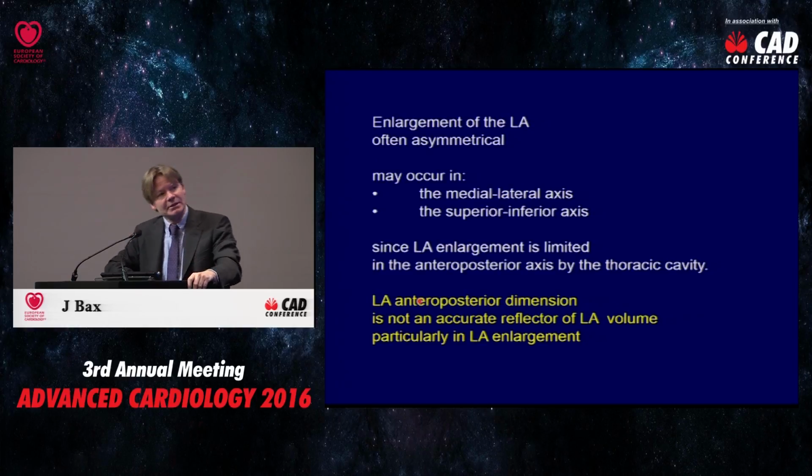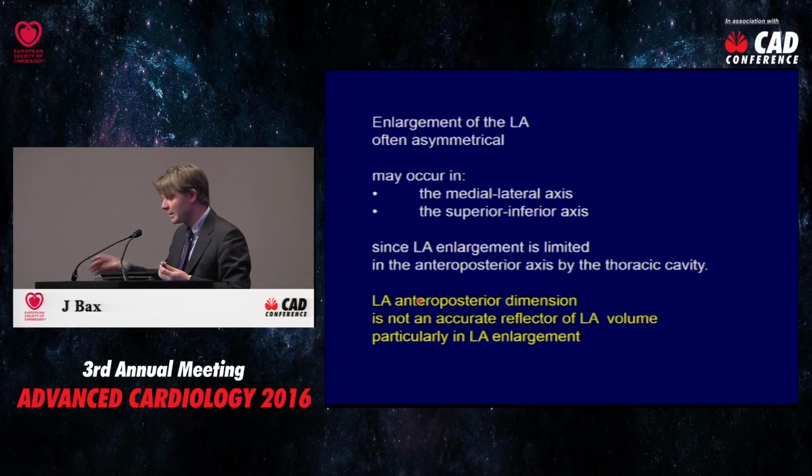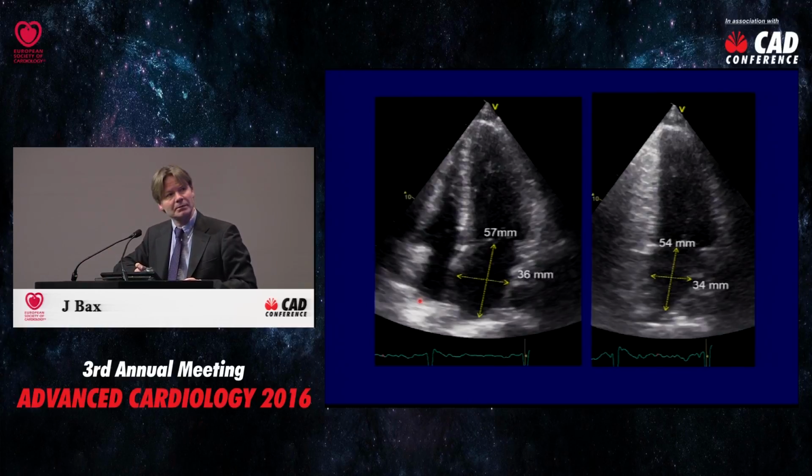And why is that? That is because LA enlargement is limited in the anteroposterior axis by the thoracic cavity, so it can simply not extend much there. So the LA anteroposterior dimension is probably not an accurate reflector of LA volume, particularly when we have LA enlargement. So we have always looked at that, but it is not the easy way forward.